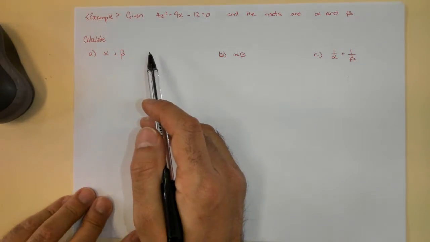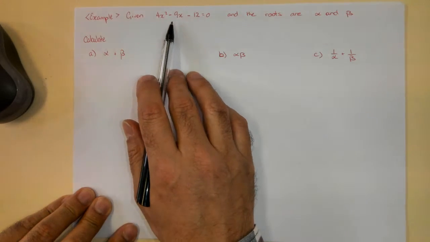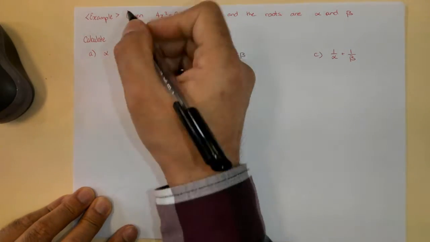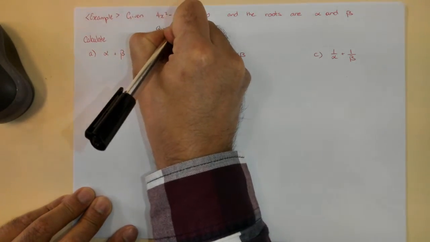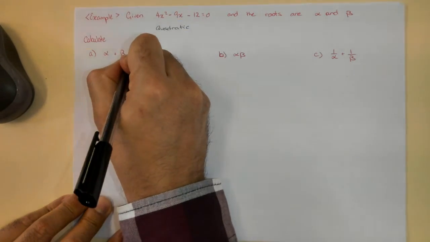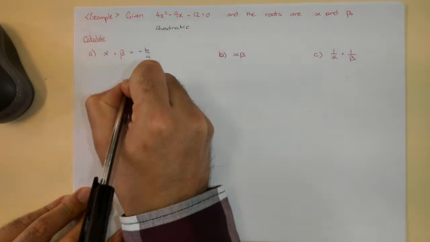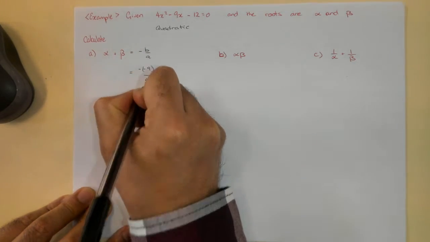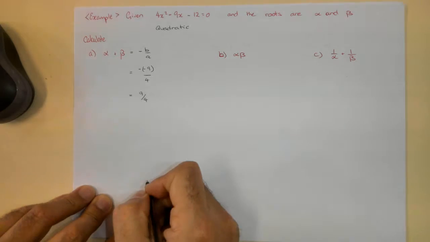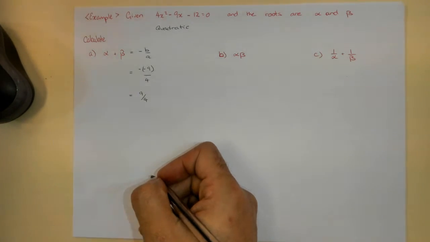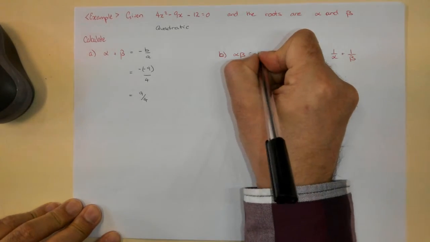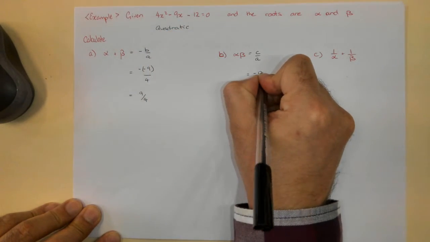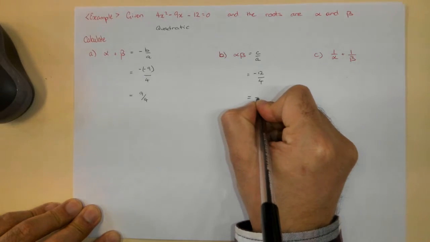All right, let's do some examples. Given that we have 4x squared minus 9x minus 12 equals 0, and the roots are alpha and beta, we want to calculate alpha plus beta. Well, that's the same as minus b on a. In this case, it's going to be negative negative 9 over 4, so it's going to be 9 over 4. The product is going to be c on a. In this situation, c is negative 12 over 4, so it's going to be negative 3.